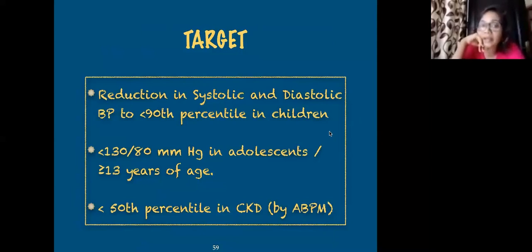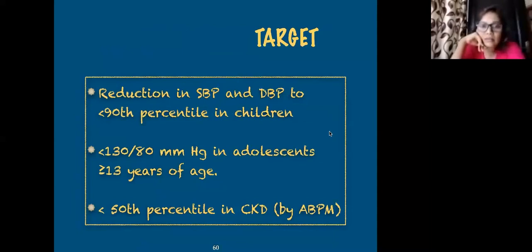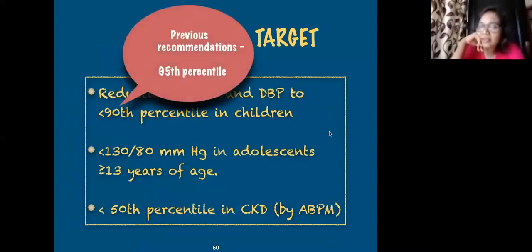So this again is a change from the previous recommendations. In the previous recommendations, the target was 95th percentile for blood pressure control in the entire spectrum of kids. Now it is changed to 90th percentile.